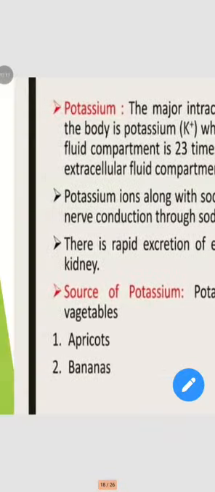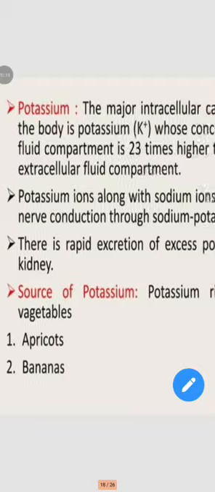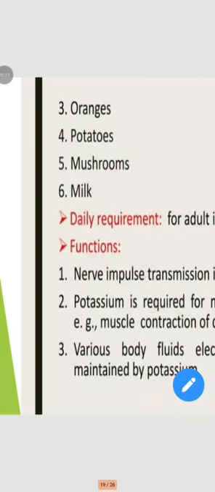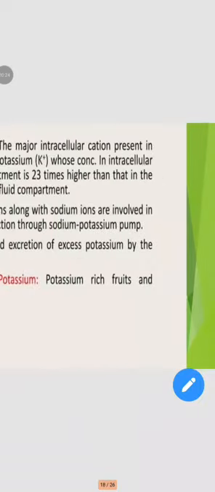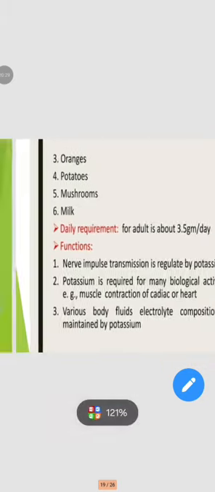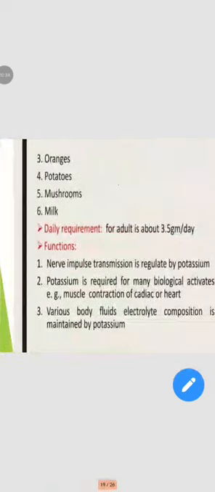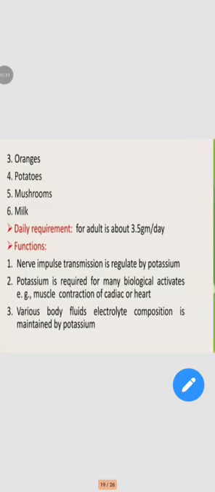Sources of potassium: potassium-rich fruits and vegetables such as apricots, banana, orange, potato, mushroom and milk. The daily requirement for an adult is about 3.5 grams per day. Functions: nerve impulse transmission is regulated by potassium.